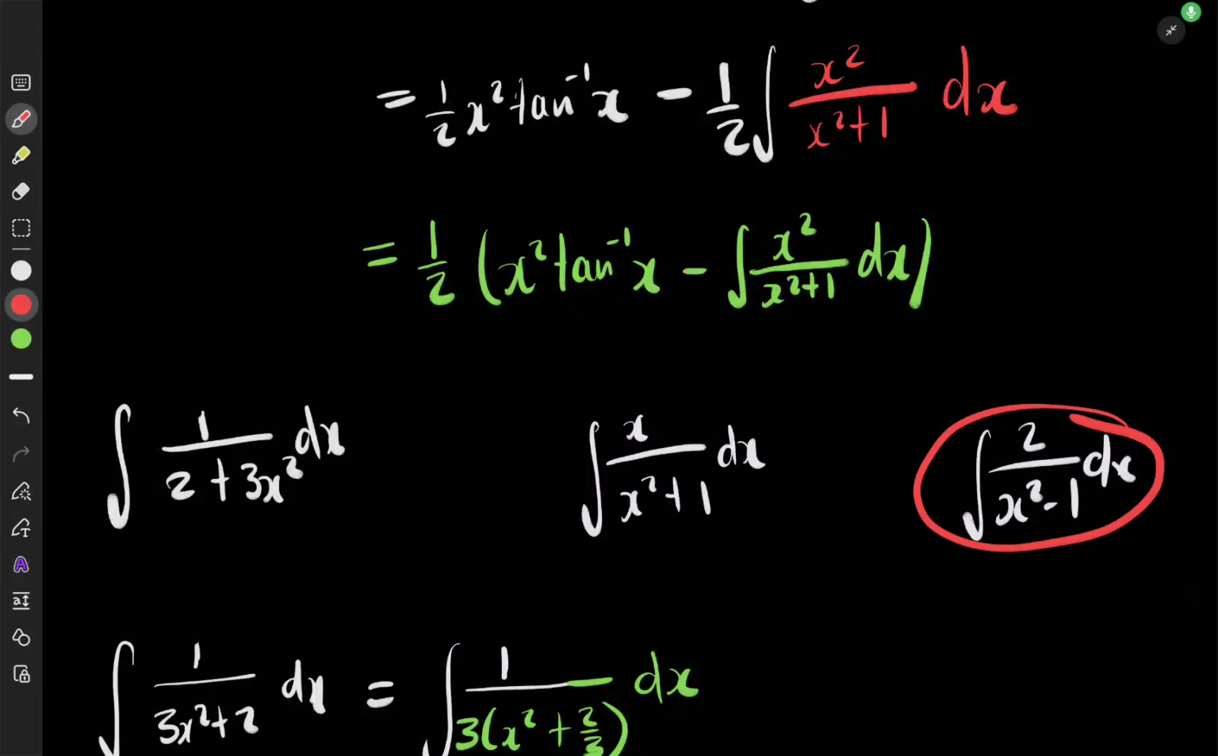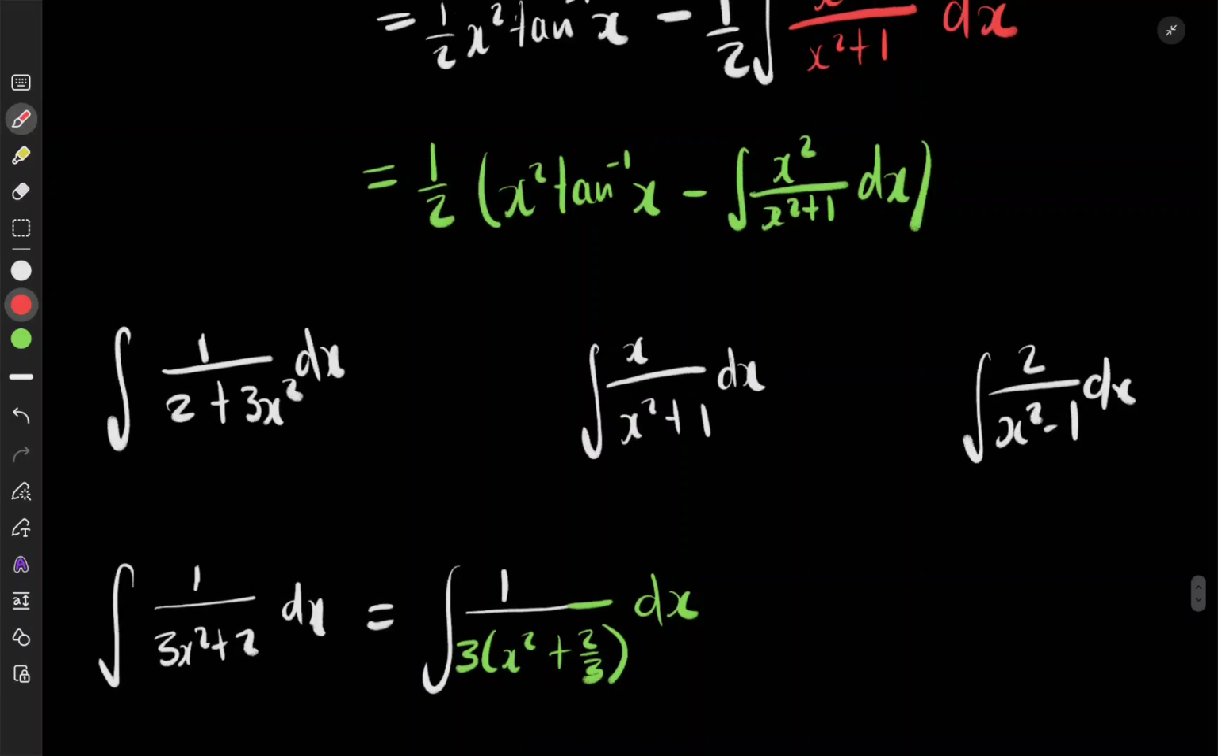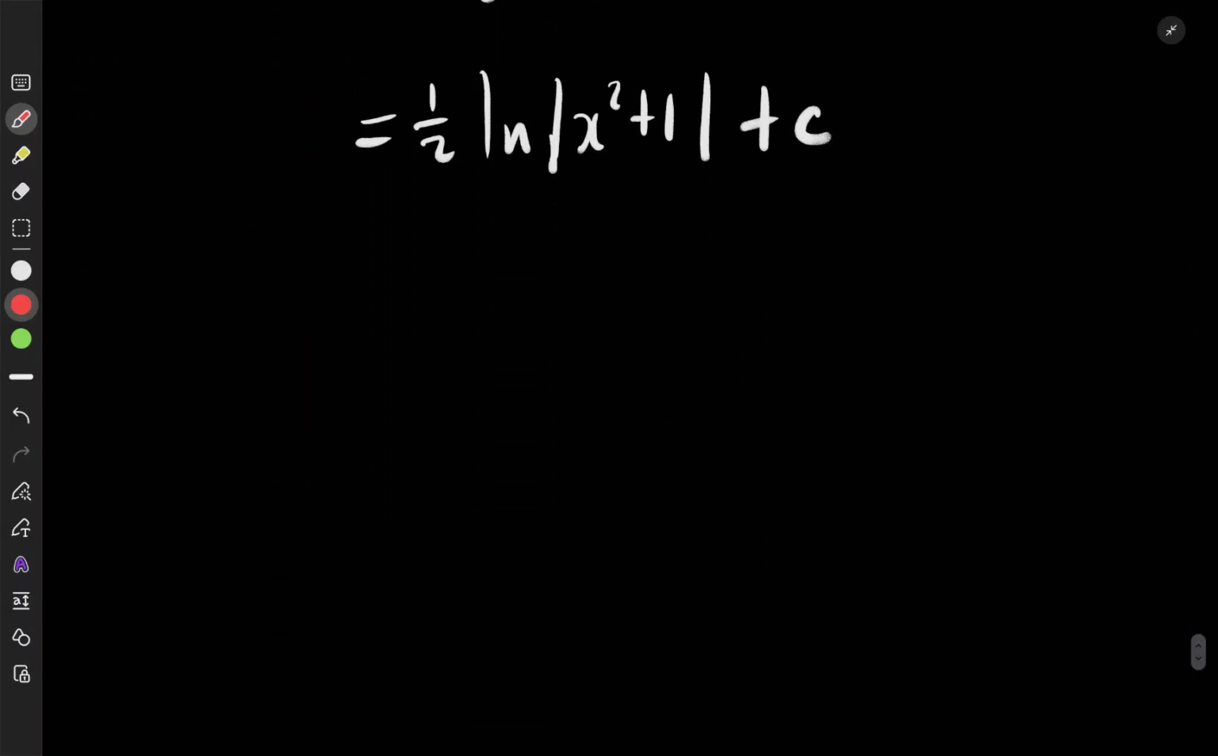So now we look at this last one. This last one is 2 over x squared minus 1. So we'll say, okay, what about if I now have the integral of 2 over x squared minus 1 with respect to x? How am I going to think? There's no 1 here and there's no x, okay? So how am I going to work with this one?